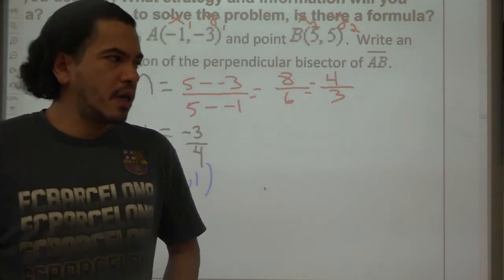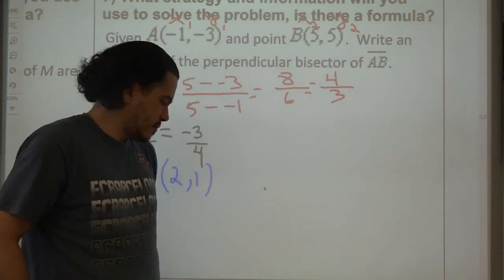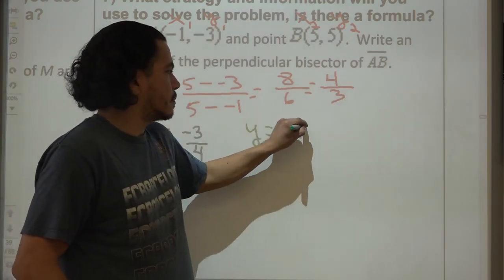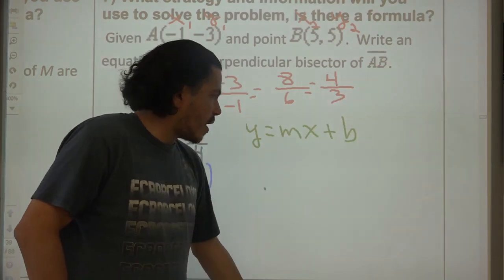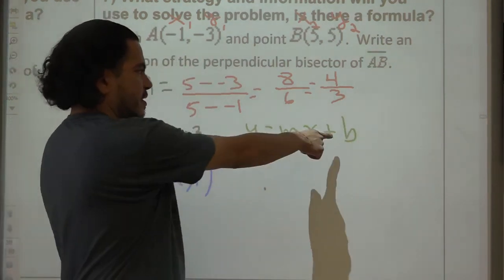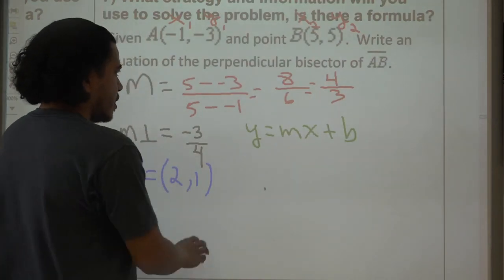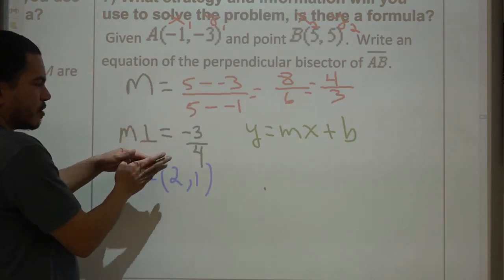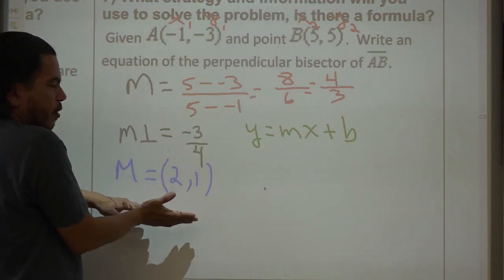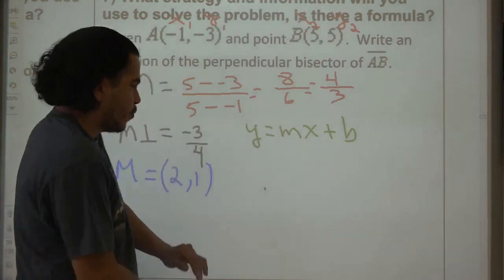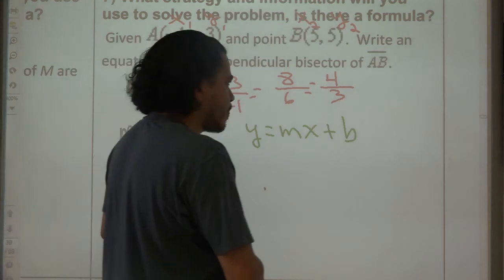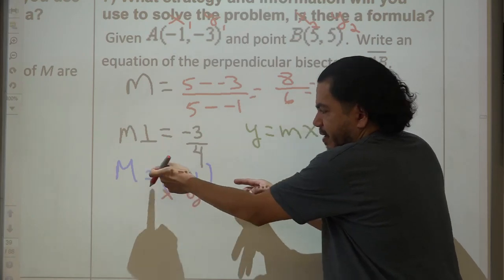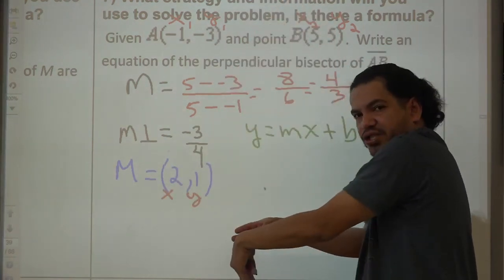Then I need you to summon your favorite friend. You need to summon y equals mx plus b, because you need the y-intercept. You need this little guy right here. All right. So, what you're going to do is use the perpendicular slope and use your midpoint. We got the perpendicular part set. We need the bisector part. So let us replace. This is x and this is y. That's what the midpoint is, and that's the part that's going to chop it in half.